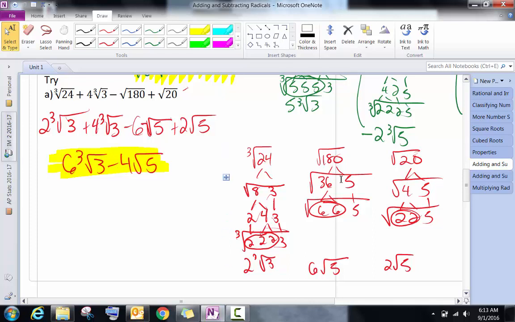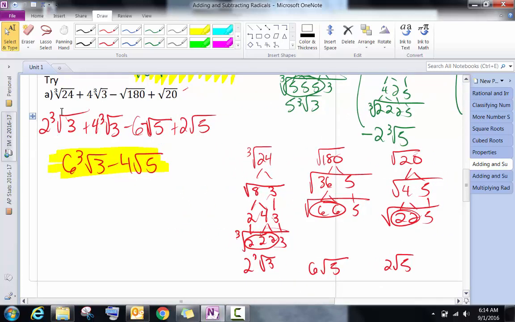180 can be broken down into 2 6's and a 5. Now we're looking for pairs, and I have them. I can break down 6 more, but I already have a pair. So I bring out a 6, and 5 is left over, stays inside. 20 can be broken down to 4 and 5, and 2, 2 and 5. Pair of 2's, we bring out a 2, keep the 5 on the inside.